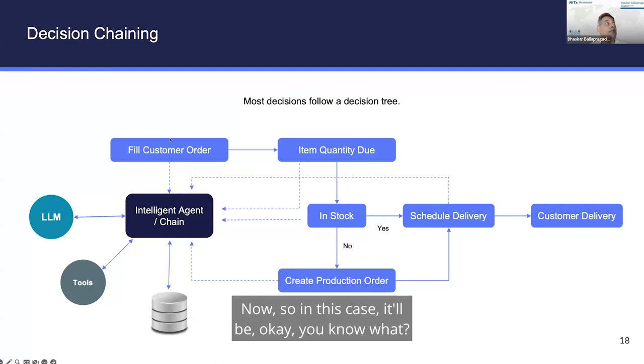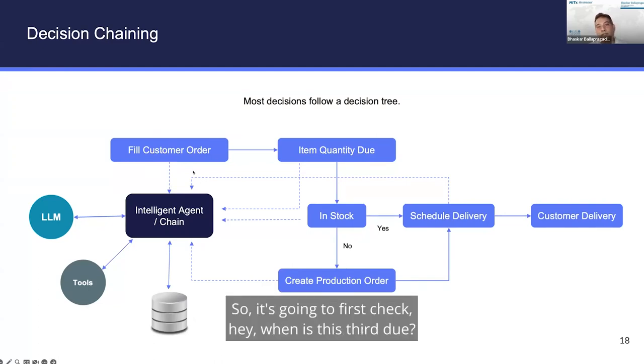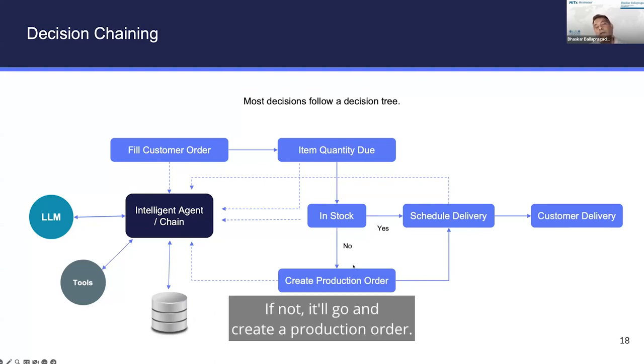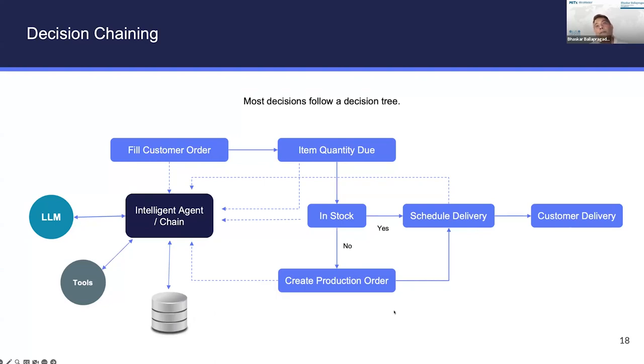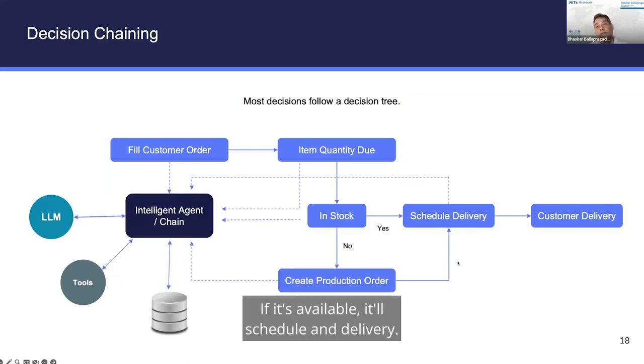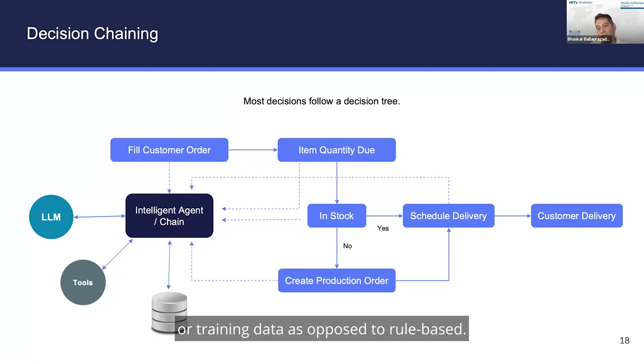Now, in this case, it'll be, okay, I want to fill the order. So it's going to first check, hey, when is this due and what is the quantity required? Then next it'll go in and check whether the stock is available. If not, it'll go and create a production order. If it's available, it'll schedule the delivery. And all of that can be done using data, or training data, as opposed to rule based.